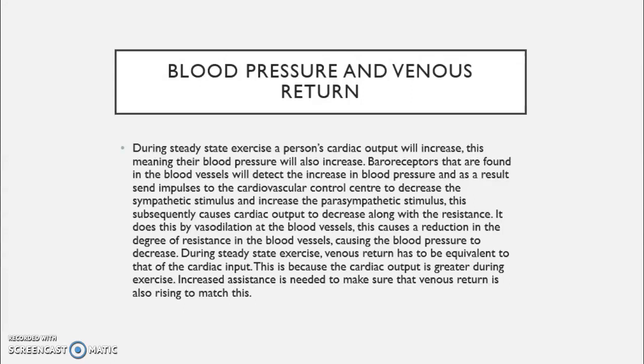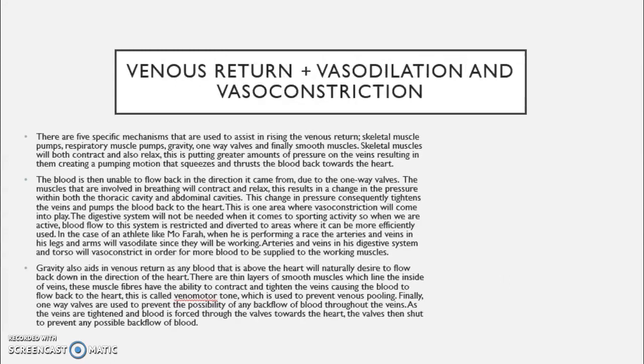So during steady-state exercise, venous return has to be equivalent to that of cardiac output. And the reason for this is that cardiac output is greater during exercise. So increased assistance is needed to make sure that venous return is also rising to match that. Now, we've got venous return plus vasodilation and vasoconstriction. So there are 5 specific mechanisms that are used to assist in the rising of venous return. So you've got skeletal muscle pumps, respiratory muscle pumps, gravity, one-way valves, and smooth muscles.